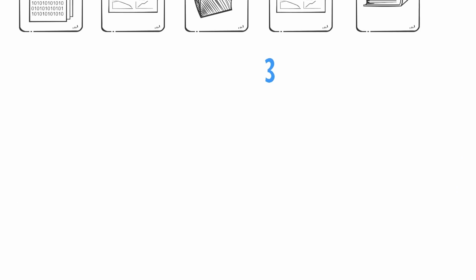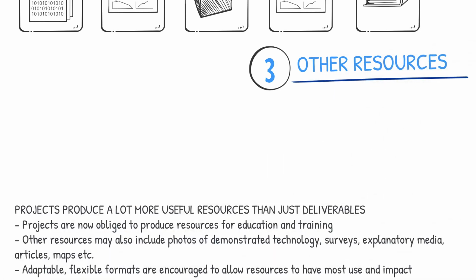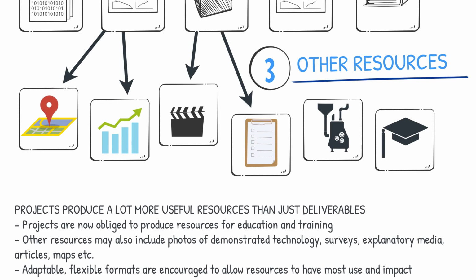Now, level 3, other resources. Projects produce a lot more useful resources than just deliverables. Recent calls have even obliged projects to address education and training. Other resources may include things like photos of demonstrated technology, surveys, explanatory media, articles, maps, and much else besides. And remember, the more adaptable and flexible the format of these resources, the more likely it is that your stakeholders will find them useful and they will produce greater impact.